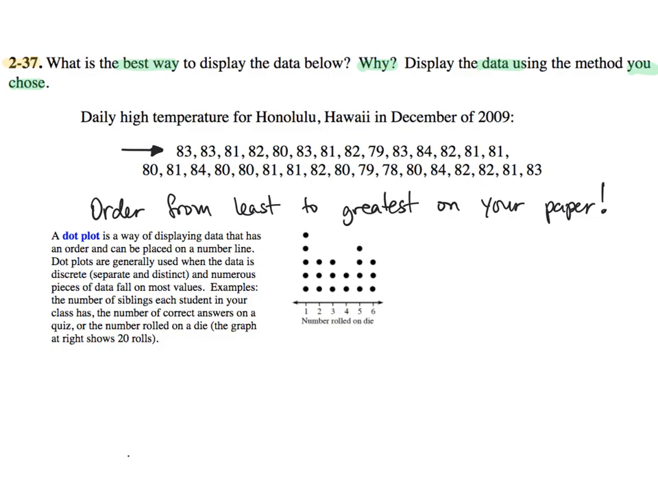So in a dot plot, we want to have a number line. So our number line is going to be counting. Again, you already have the least number and the greatest number. So draw the number line, and then we're going to be plotting right above it. So if it's above 80, you would plot a dot. So that's how we're going to do it in this video.